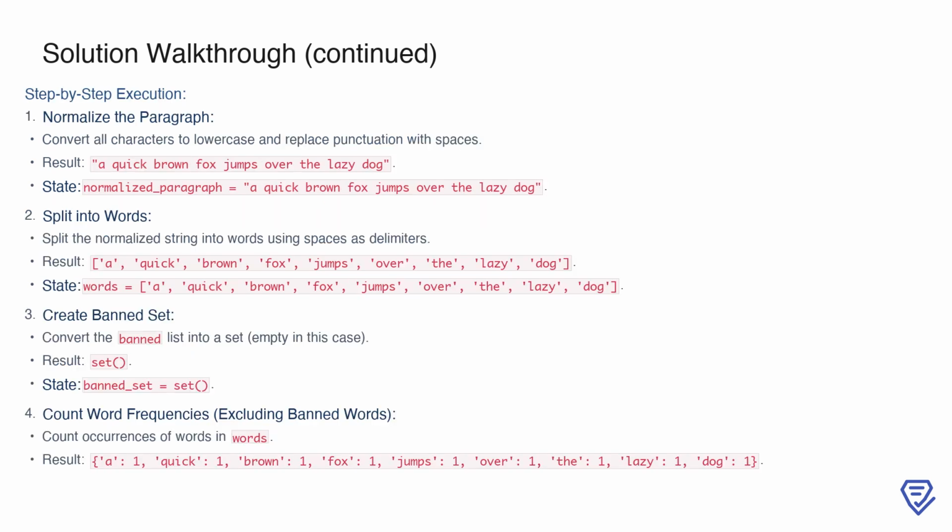In this example, we are given a paragraph with no banned words. We begin by normalizing the paragraph, just as before, converting all characters to lowercase and replacing punctuation with spaces. This gives us a clean, lowercase string. Then, we split this string into words, creating a list of words that we can process. Since the banned list is empty, we convert it into an empty set. This means no words will be excluded during the counting step.